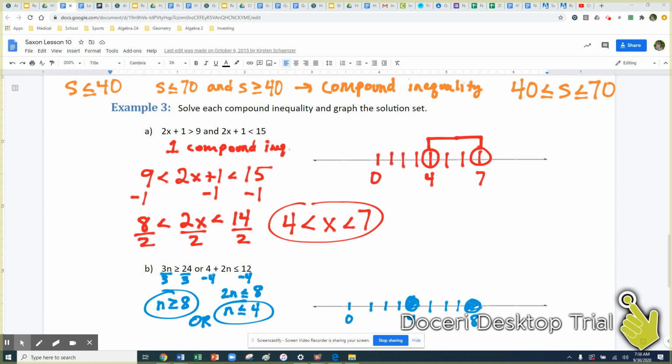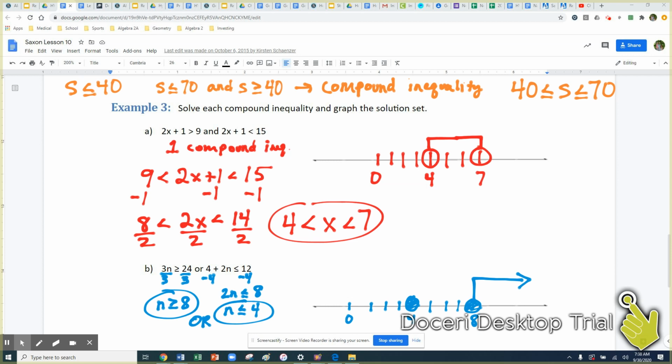What's a number greater than 8? 9, 10. So you've got to put yourself in the situation. What number for n could be greater than or equal to 8, 9, 10, 11, and so on? And that's where I'm going to draw my arrow for the solutions. That's going to be going to the right. So there would be n is greater than or equal to 8.